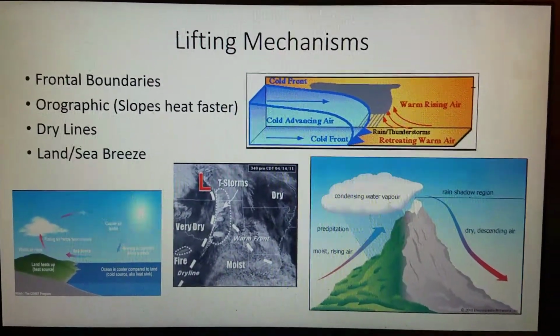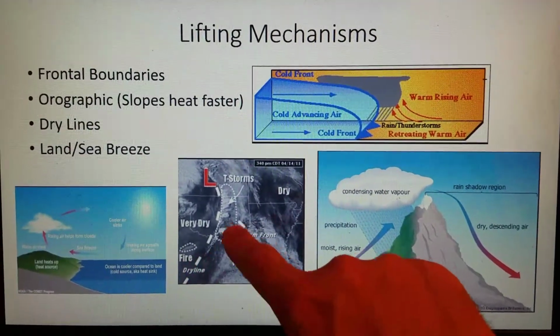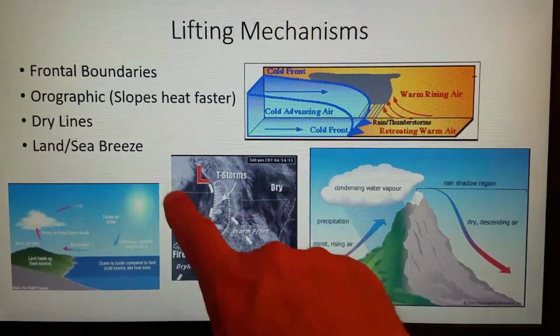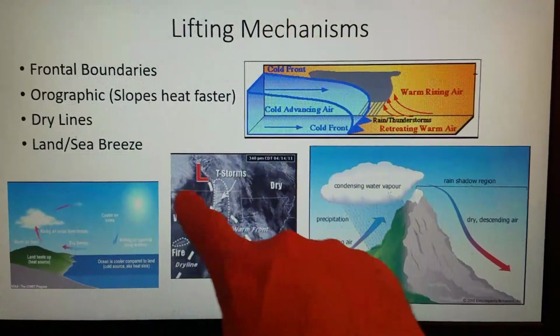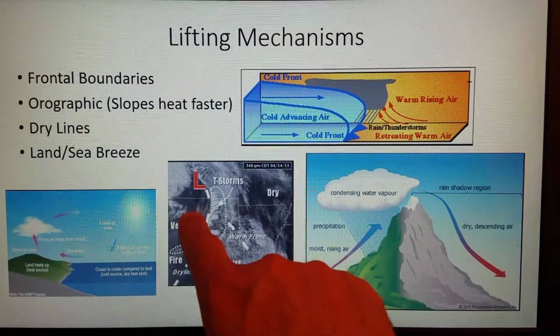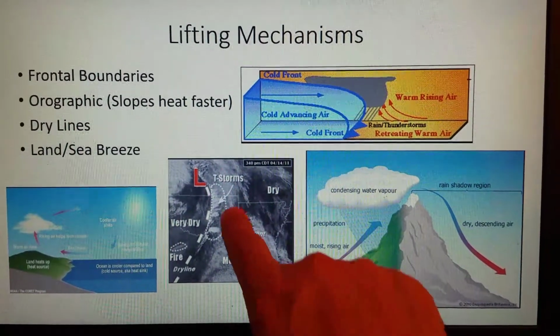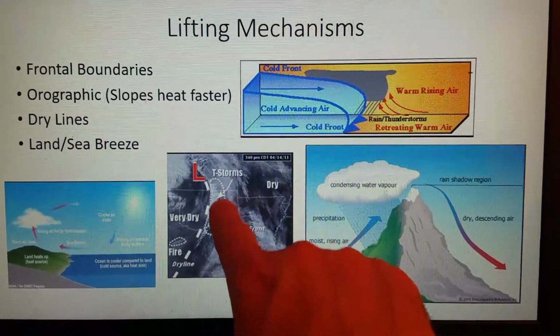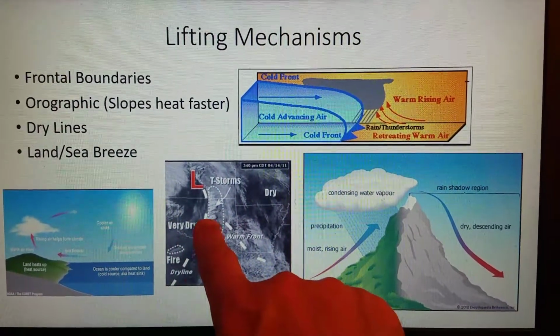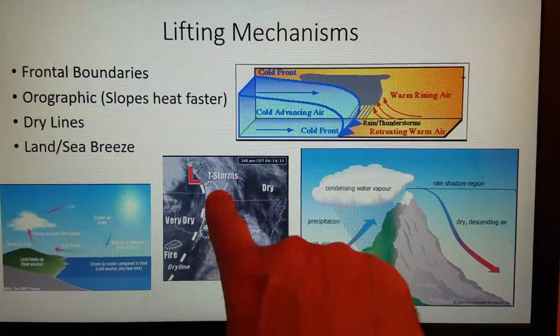A third method of lifting is dry lines, what's known as a dry line, and this typically happens down here in Texas, where you get a continental, very dry air mass, continental tropical air, which is a drier air mass and is heavier than this maritime tropical air with southeast wind flow out of the Gulf of Mexico. So you get this continental tropical air, very dry, running in along this boundary known as a dry line.